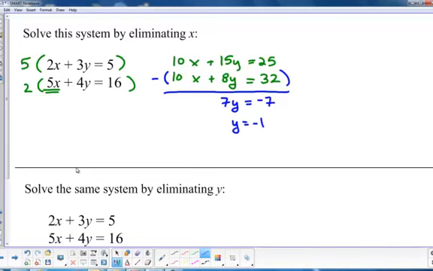Now you can plug negative 1 in. Let's go ahead and do that, and then we'll do what it says down here also. So 2x plus 3 times negative 1 is 5.